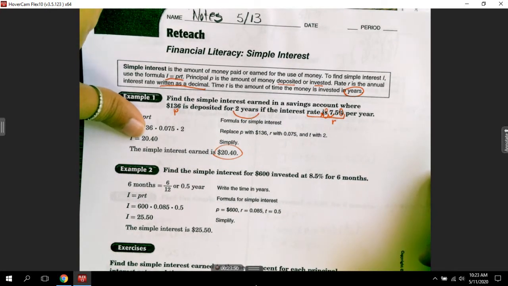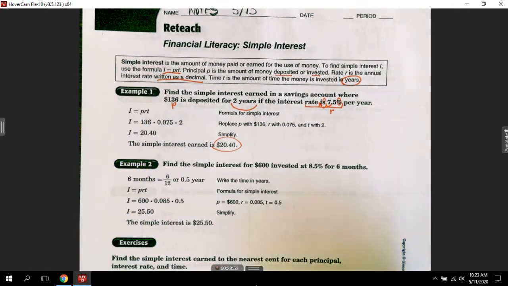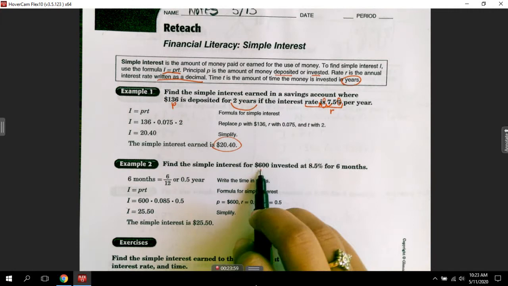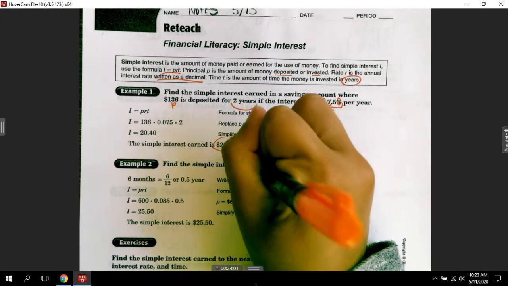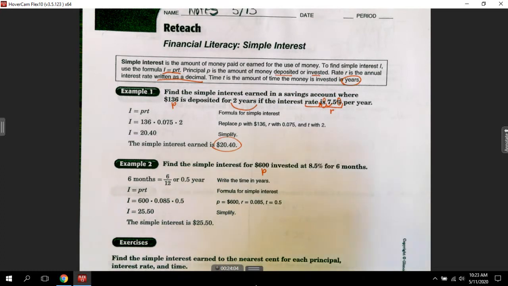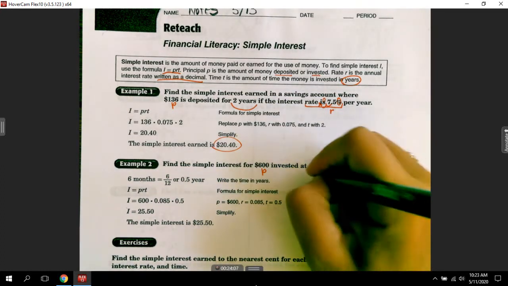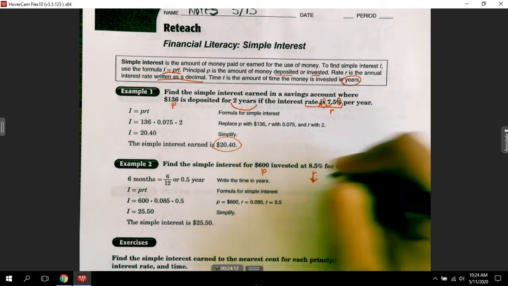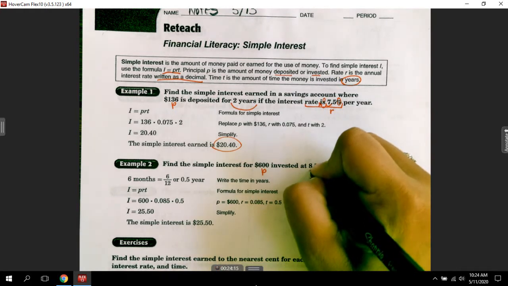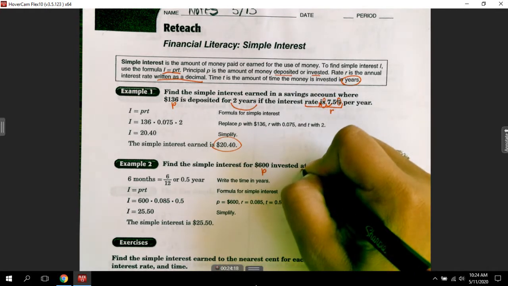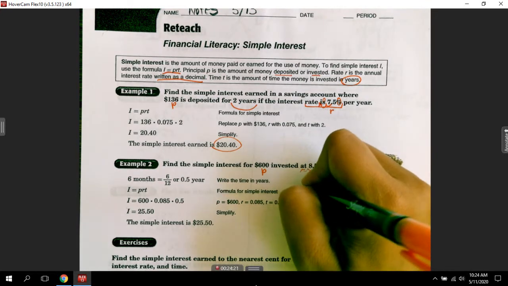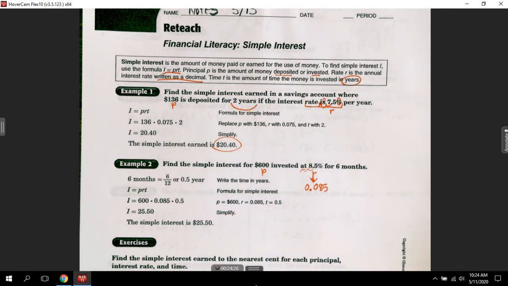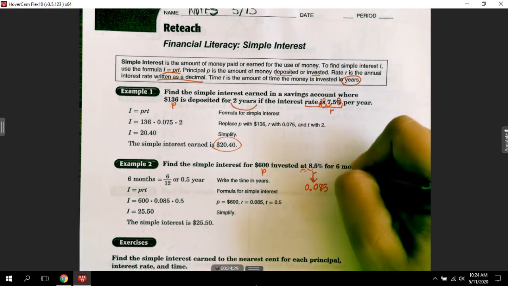So example 2 says find the simple interest for $600 invested at 8.5% for 6 months. So first, the money that I'm investing, I know that that's going to be my P. My R is 8.5%, but remember, you have to change it to a decimal. You're going to move that decimal place 2 to the left, so the decimal that you're using should be 0.085.